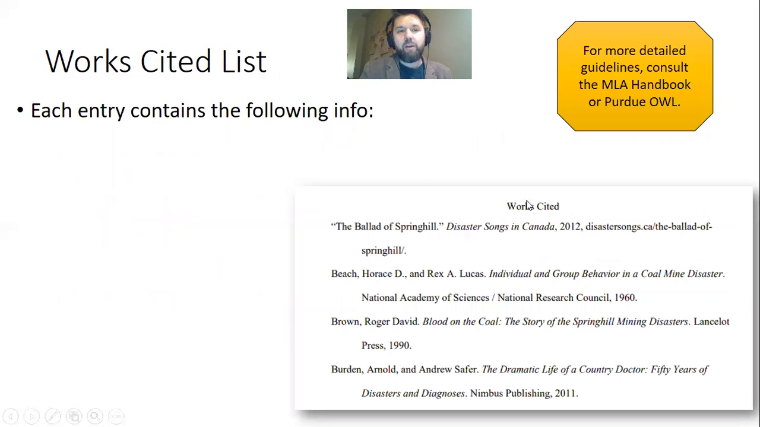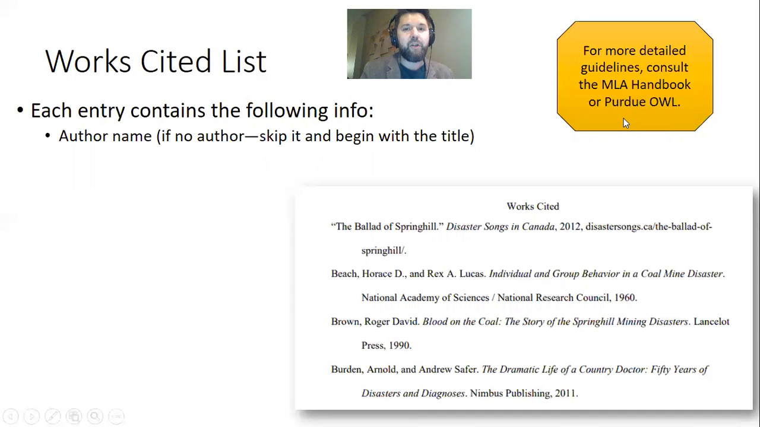Okay, so let's talk about how we create a works cited entry, and this can get a little bit more detailed. You'd want to check out the MLA Handbook if you have a copy, or you can just use the Purdue OWL. Most of the information from the MLA Handbook is provided on the Purdue OWL, and you can find a link to that on the website or in the Canvas page.